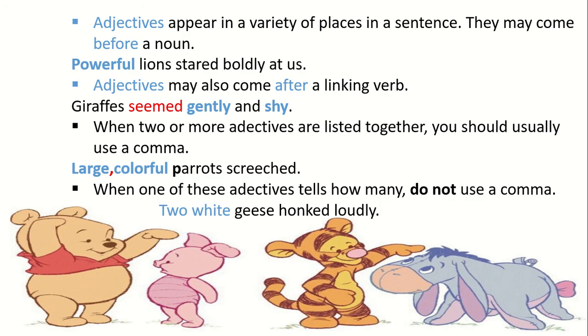This information will go on to your notebook too. Adjectives appear in a variety of places in a sentence. They may come before a noun. Before is antes. Powerful lions stare boldly at us. The word powerful is before the word lions. On this sentence, lions were described as powerful.